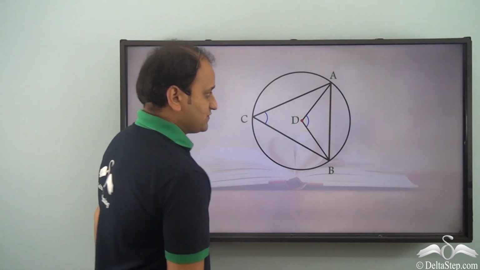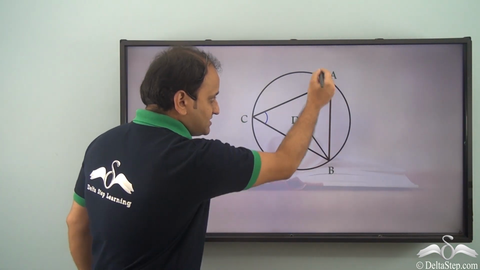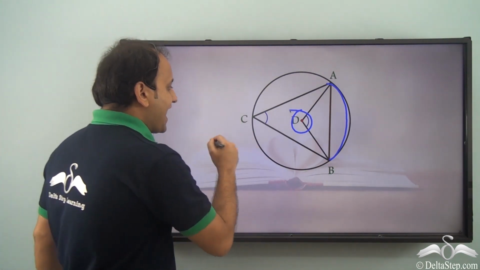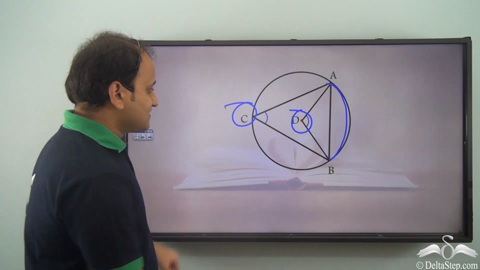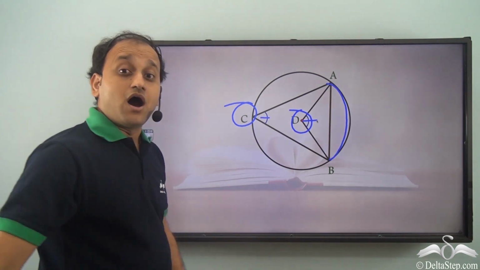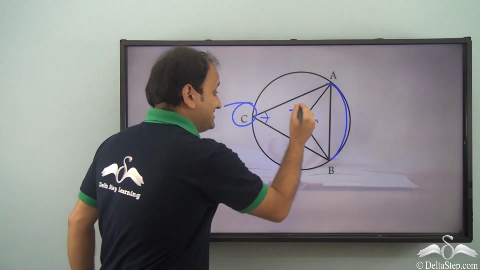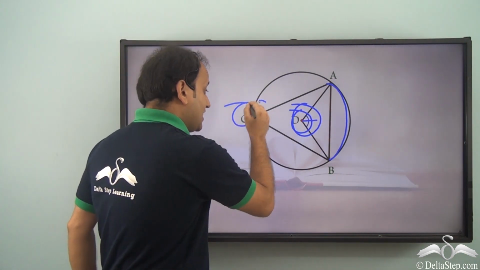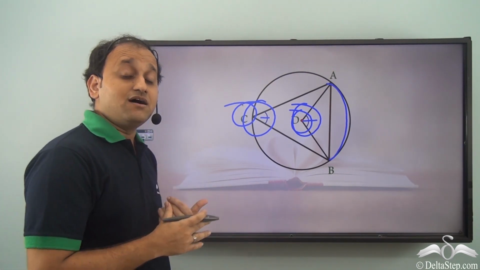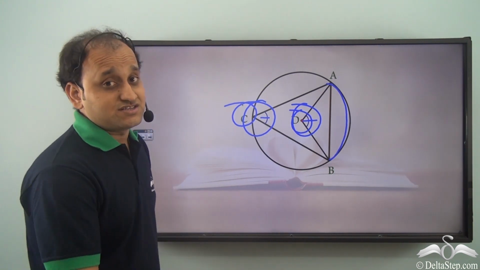Now here what do we see? We see two different angles. One angle subtended by the arc AB at D, the center of the circle, and at C, that is a point on the circle. Now these two angles have a relationship. What is the relationship? The relationship is that this angle will always be twice of this angle, and this is a very important theorem of circles. So let's see what this theorem states.